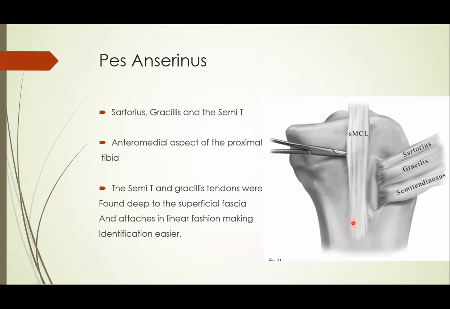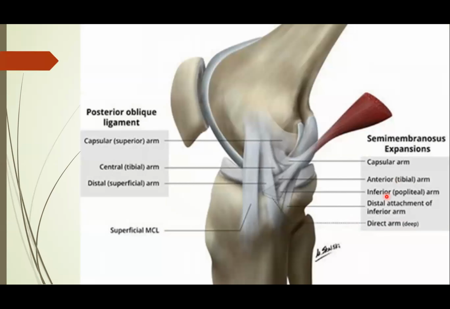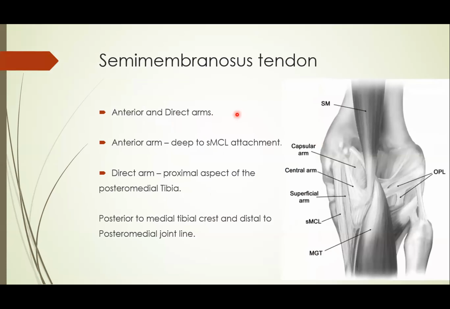The semimembranosus tibial attachment divides itself at the point of attachment into the capsular arm, the anterior tibial arm, the inferior popliteal arm, the distal attachment for the inferior arm, and the direct arm, of which the anterior and direct arms are the most important. The anterior arm is found deeper to the superficial MCL attachment, and the direct arm proceeds to the proximal aspect of the posteromedial tibia, posterior to the medial tibial crest and distal to the posteromedial joint line.